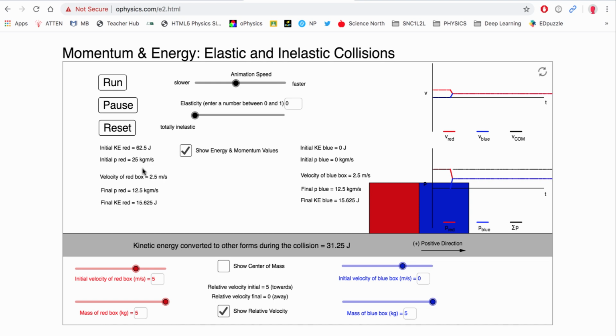So the total momentum of the system was 25 kilogram meters per second before the interaction. After the two boxes came together, the red box had a total of 12.5 kilogram meters per second. The blue box had a total of 12.5 kilogram meters per second, which when we add them together gives us the original 25, which shows us that momentum is conserved.